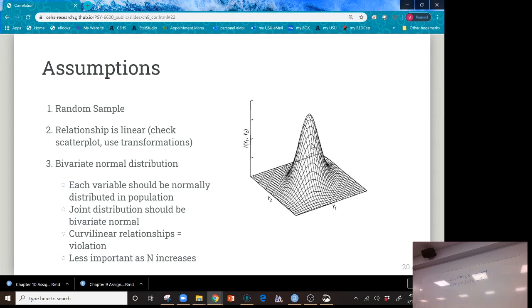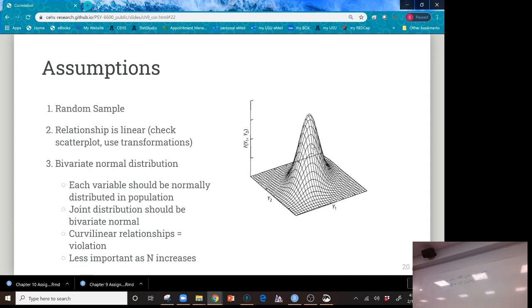It's a crazy figure. It's this nice. So we've looked at bell curves in 1 dimension, 2D bell curves. It's like a bell curve in 3D. So for this to be true, each variable should be normally distributed by itself. And then if you plot them together, you should get this.